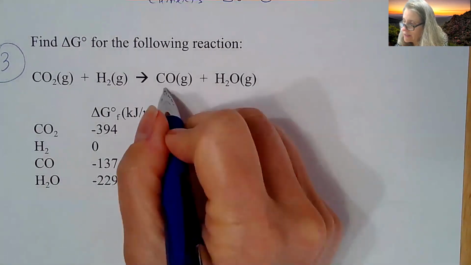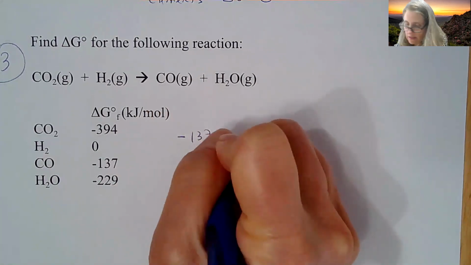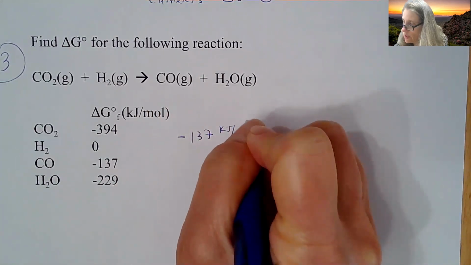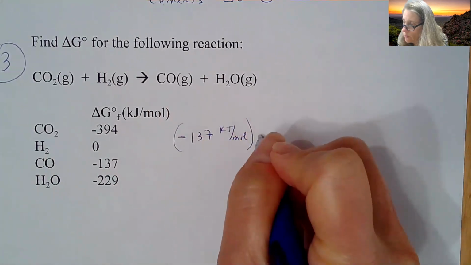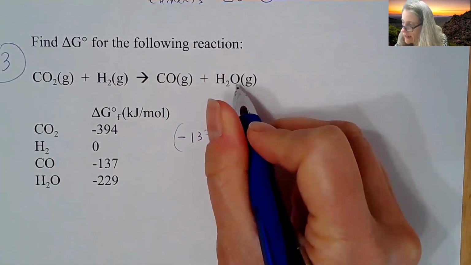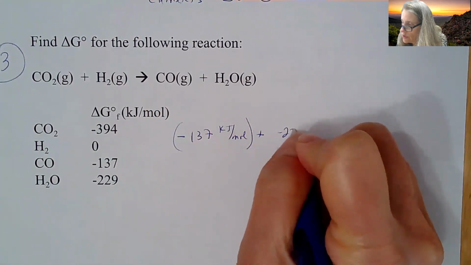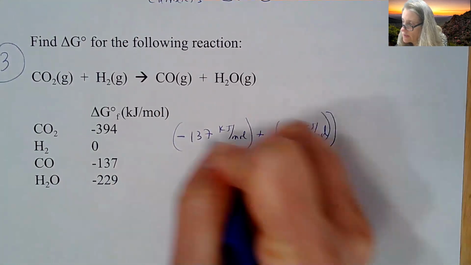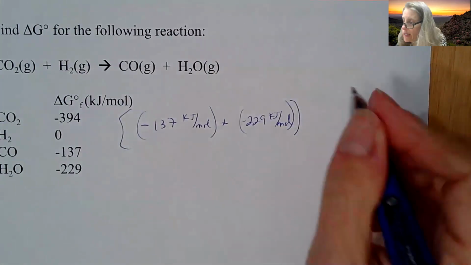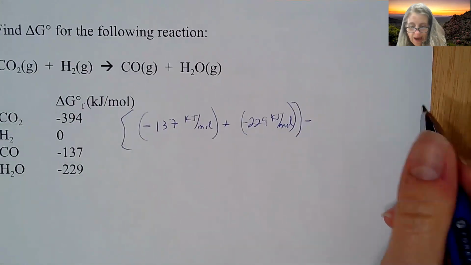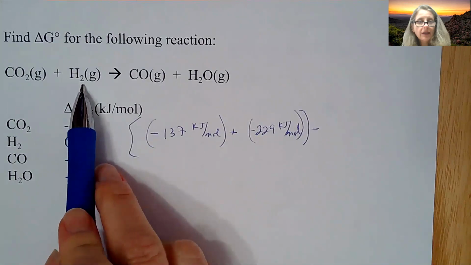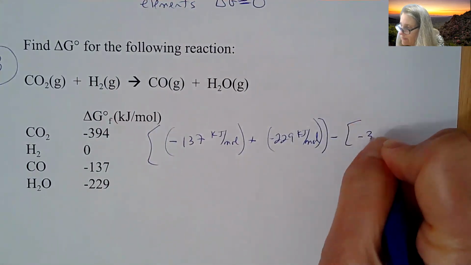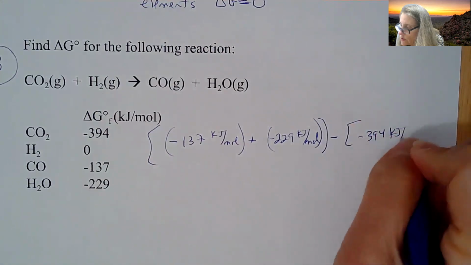I got my CO, which is negative 137. This is kilojoules per mole. And of course, it's multiplied by 1 mole. Plus, I have my water, which is negative 229 kilojoules per mole. Okay, so those are my 2 products. And I'm going to subtract from it my reactants. Well, I don't have H2, but I do have CO2. So that's going to be negative 394 kilojoules per mole.